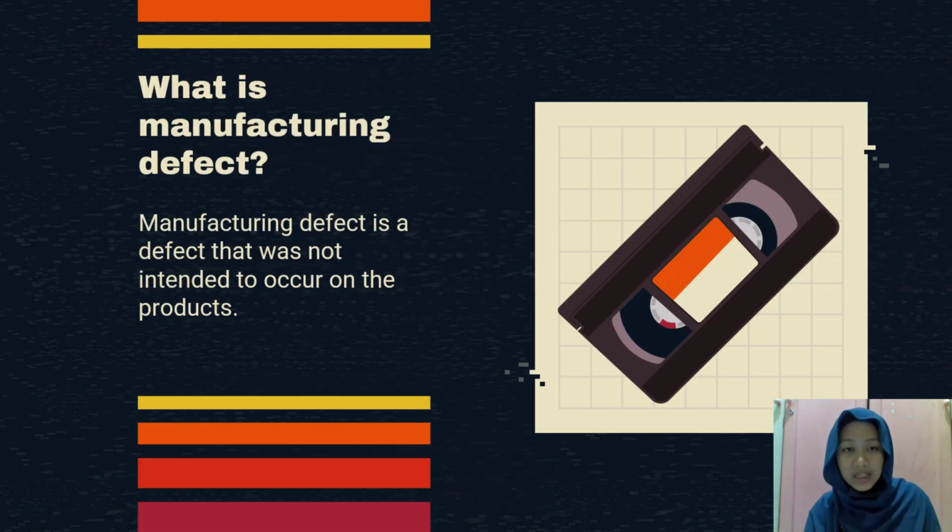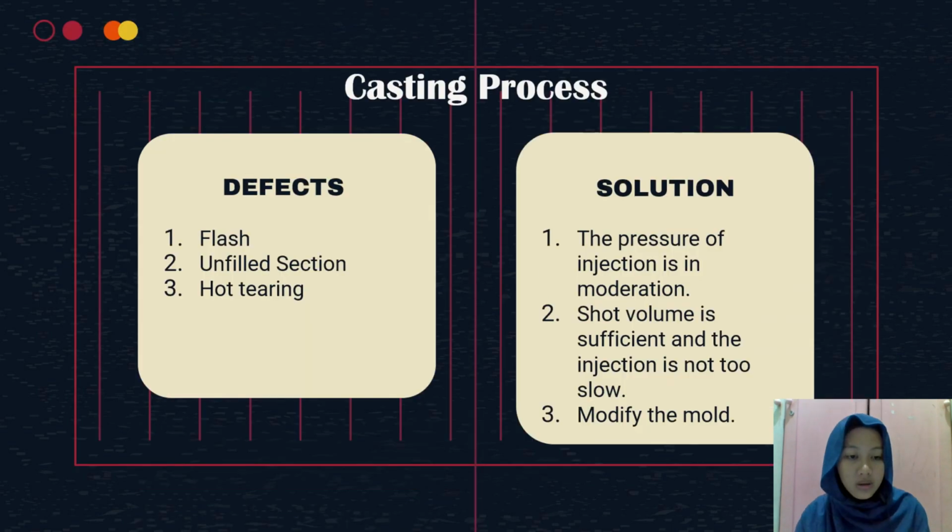Manufacturing defect is a defect that was not intended to occur on the products. Okay, so the first one is the casting process. A car door frame was made from die casting aluminum process, and during this process, there are numerous things to go wrong, resulting in quality defects in the cast product.